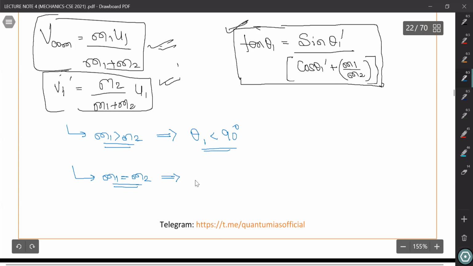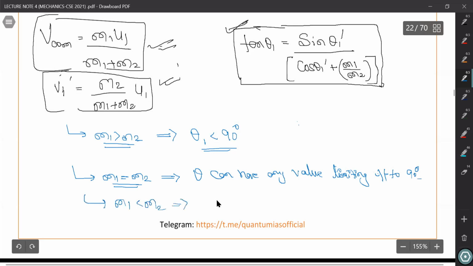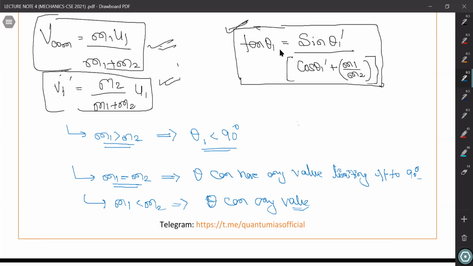So here theta can have any value limiting up to 90 degrees. But if we have m1 less than m2, then theta can be any value, because it will become less than 1, so it can have any value. Okay, you can simply check these things with trigonometry.